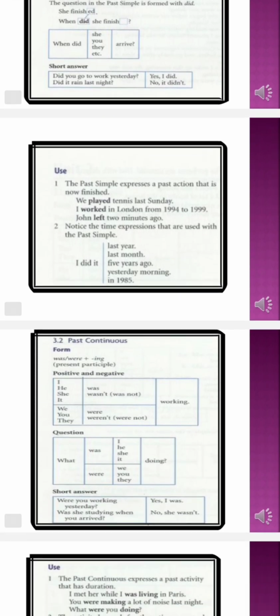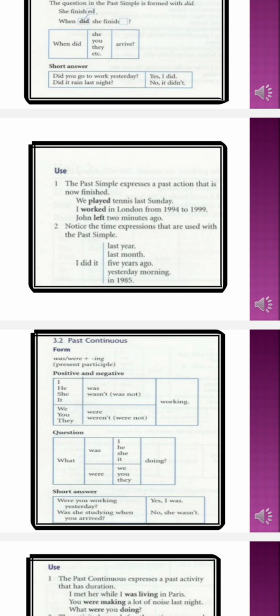Use. Number 1. The past simple expresses a past action that is now finished. For example, we played tennis last Sunday. Another example, I worked in London from 1994 to 1999. John left 2 minutes ago.